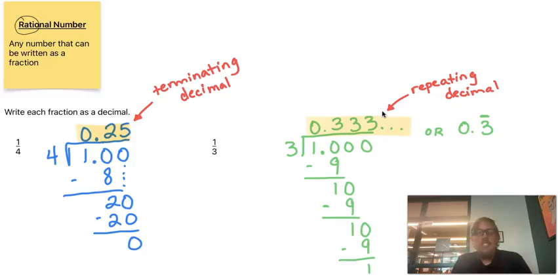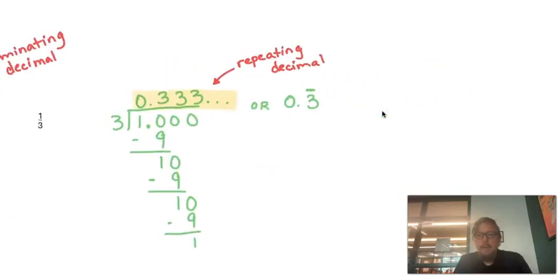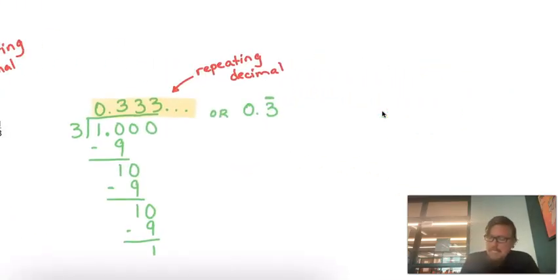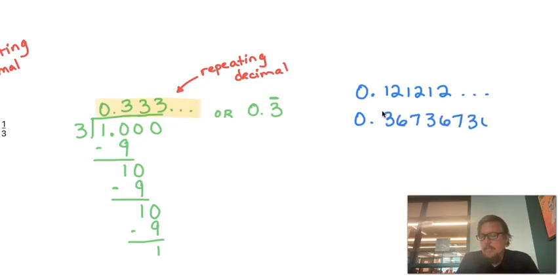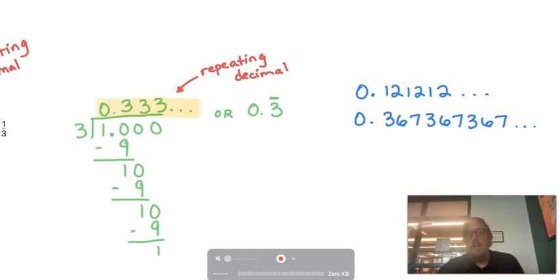A repeating decimal does not have to be the same number over and over again. So 0.33333 is a repeating decimal, but a repeating decimal could also be something like 0.121212. That would be an example of a repeating decimal. Or something like 0.367367. So it doesn't have to be just a single number that repeats. It could also be a set of numbers that repeats. As long as it's got a pattern to it, it's a repeating decimal, and that is also an example of a rational number.